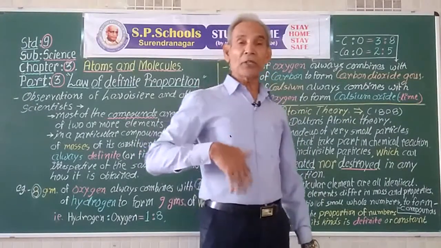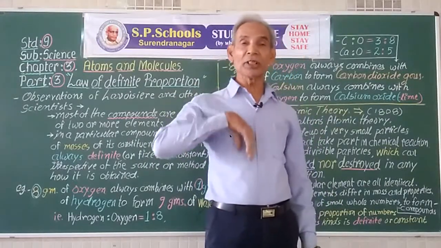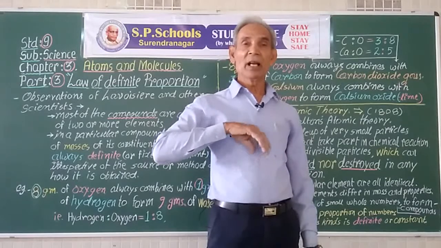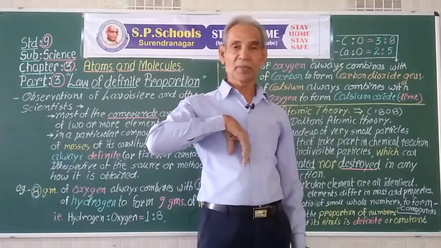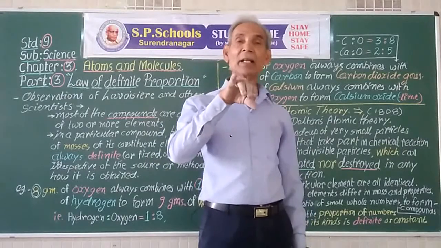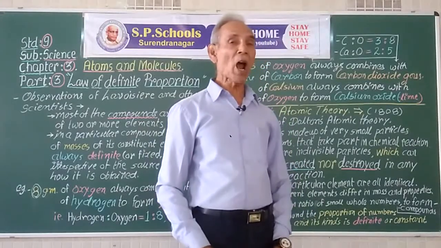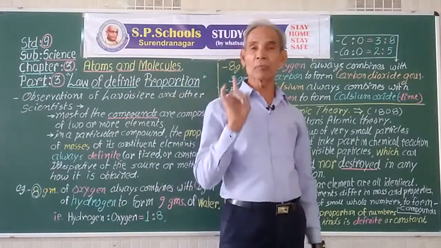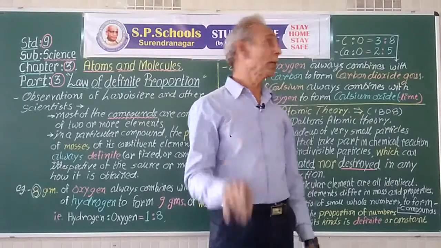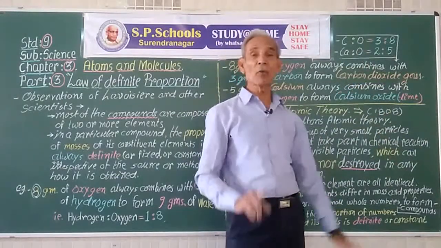In our respiration, we breathe oxygen. We inhale air and exhale, giving out carbon dioxide. So whatever carbon dioxide is exhaled, if we measure the constituents of the carbon dioxide, it always remains carbon to oxygen equal to 3:8.